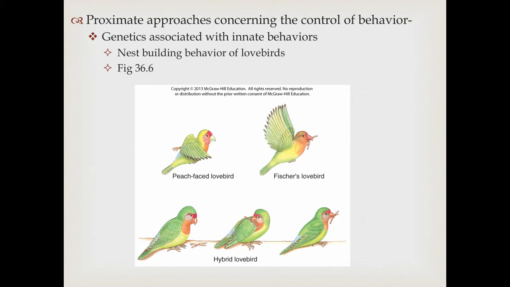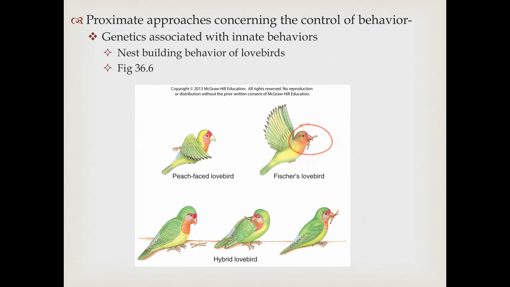Proximate approaches can also ask, what are the genetic controls associated with a behavior? Innate behaviors often have a very strict genetic basis to them. Here's an example of this. 2 different species of lovebirds, the peach-faced lovebird and Fisher's lovebird, have different behaviors associated with gathering nesting material that they take to their nest. The peach-faced lovebird sticks it under the feathers around their back, and the Fisher's lovebird carries it in their bill.